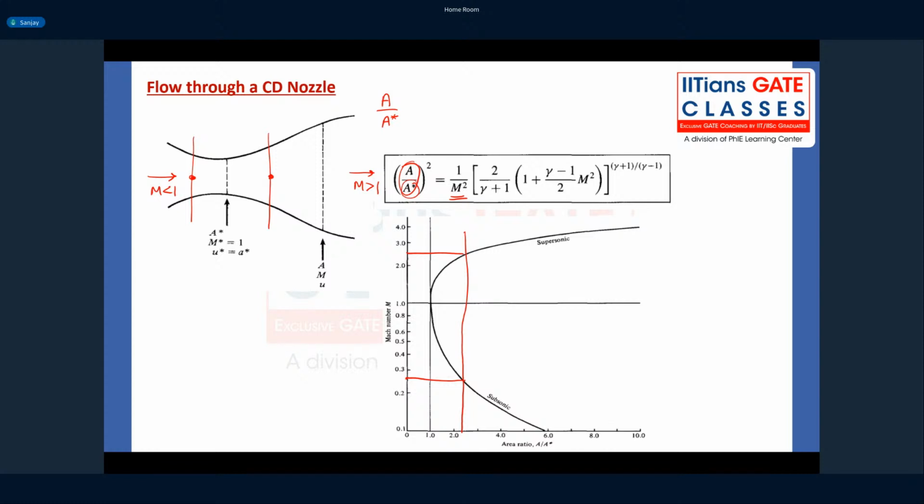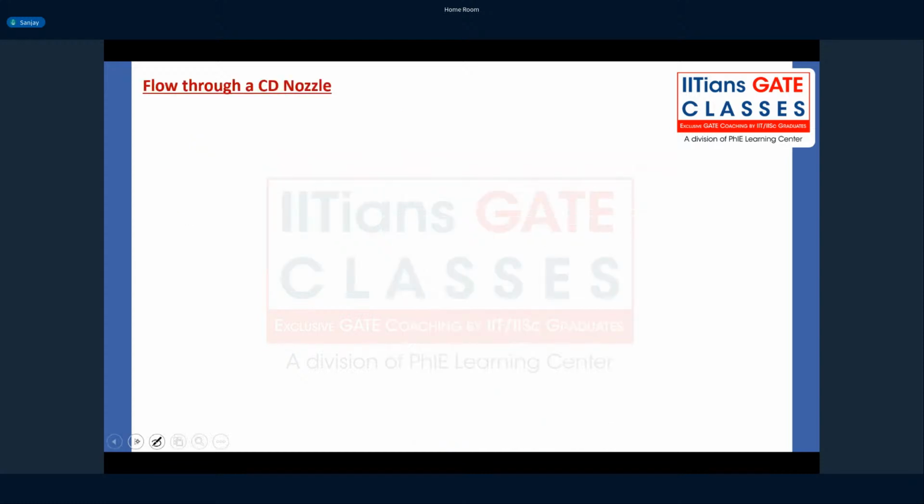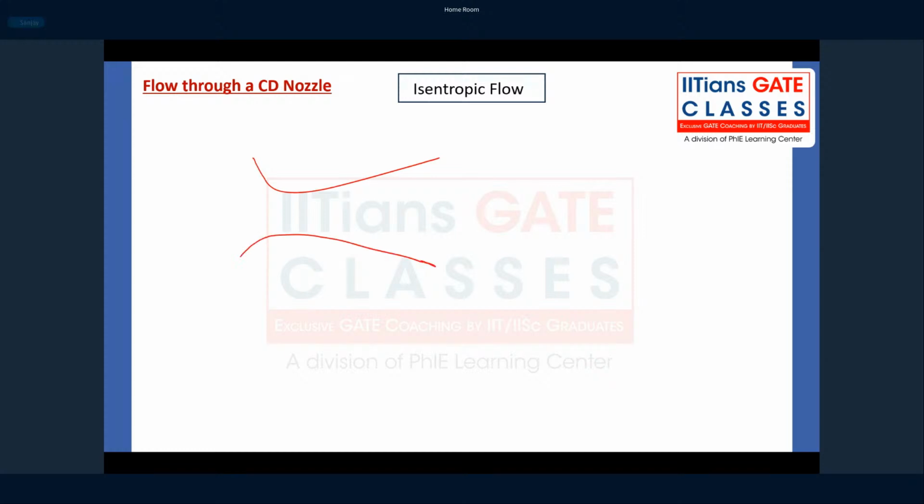Now, let's consider a CD nozzle where the flow is going to be isentropic. So I have a CD nozzle like this. The incoming flow is going to be subsonic. The flow is barely sonic at the throat. So Mach is 1, so this is the star, A star. And at the exit, the flow is going to be supersonic.